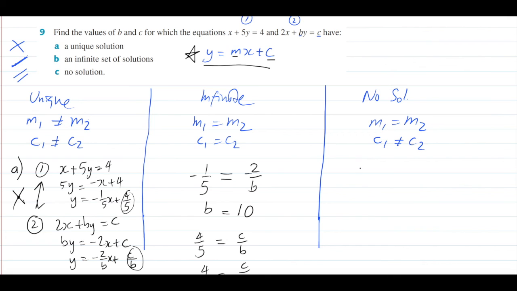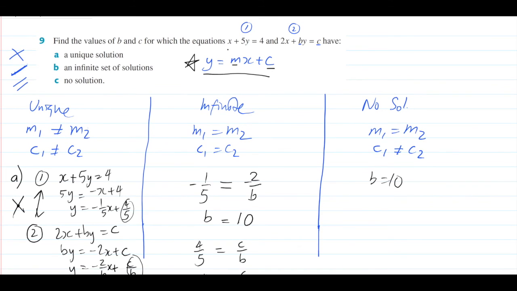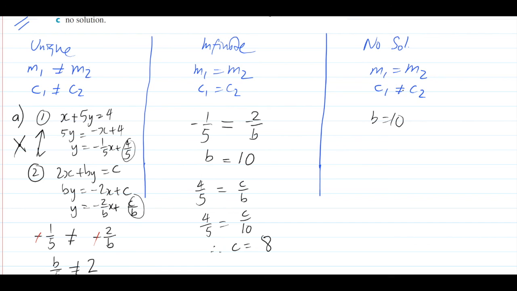And then for part C, guys, no solution, very simple. We know that when b equals 10, m1 is equal to m2, and we know that when c is equal to 8, then your c1 and c2, the y-intercepts for these two equations right here, are the same, right? So in this case, if you don't want c1 and c2 to be the same, then you can just say, hey, my c value right here, comparing these two, should not be equal to 8. So in that case, you will get no solution at all. Okay, so guys, I hope this makes sense.